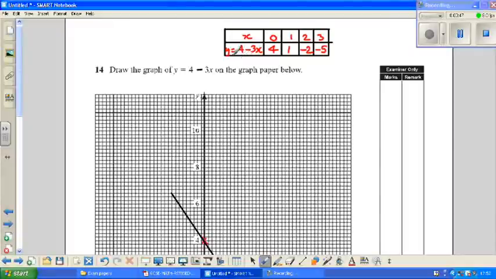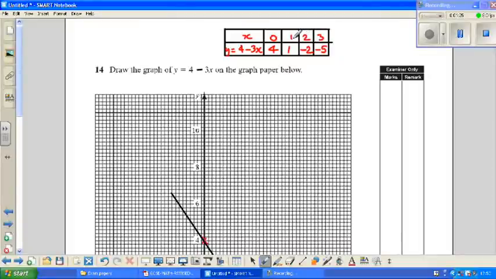Using this formula here, it tells us that y is going to be equal to 4 take away 3x. So whatever x is, we're going to multiply it by 3 and take it away from 4. Okay, so we'll start off with x is equal to 0. So if x is equal to 0, 3x, hopefully everyone can see, is going to be 0. So we end up with 4 take away 0, which is 4. So for when x is equal to 0, y, the y coordinate to allow us to plot the point, is going to be 4.